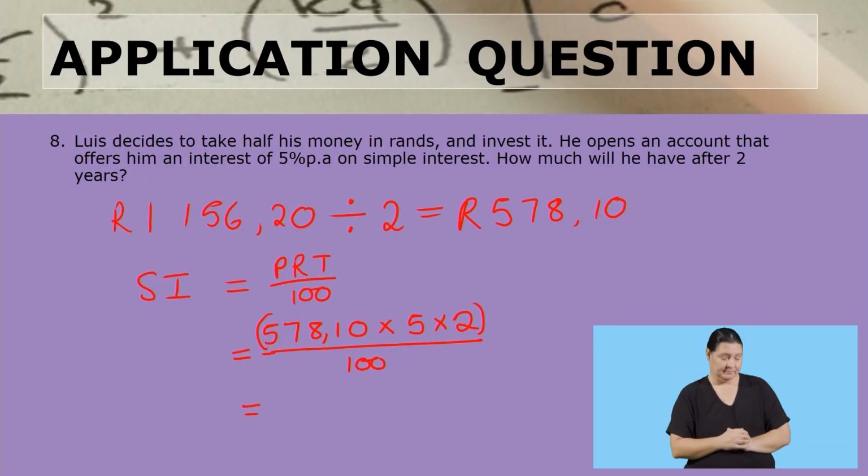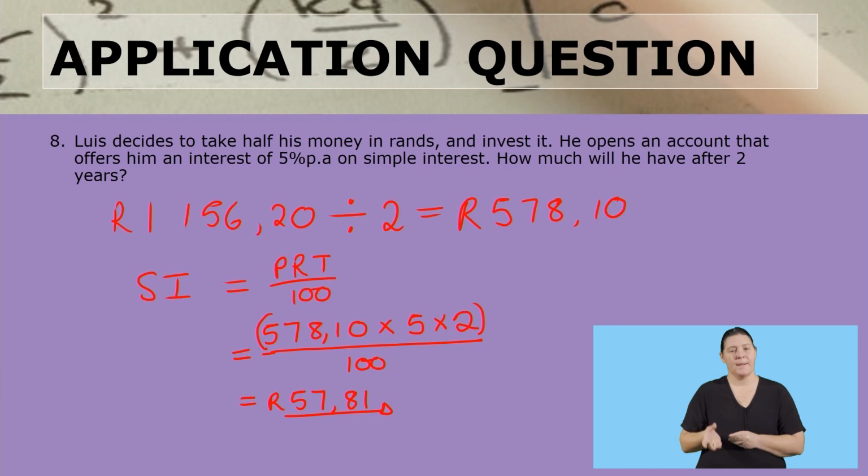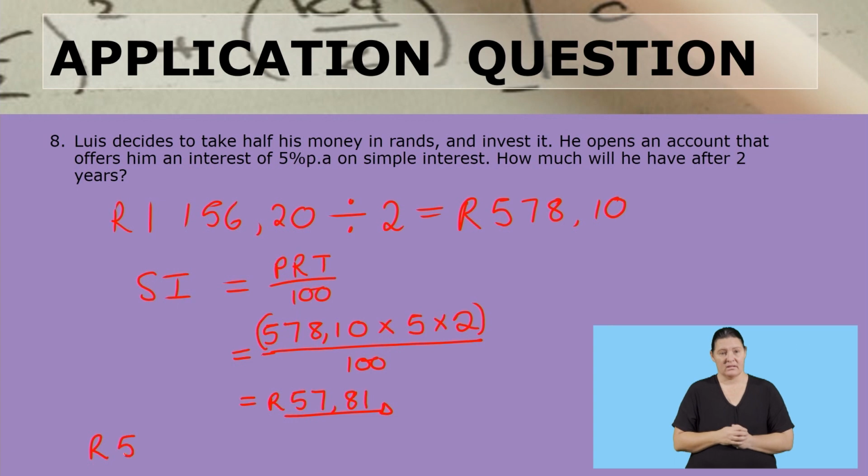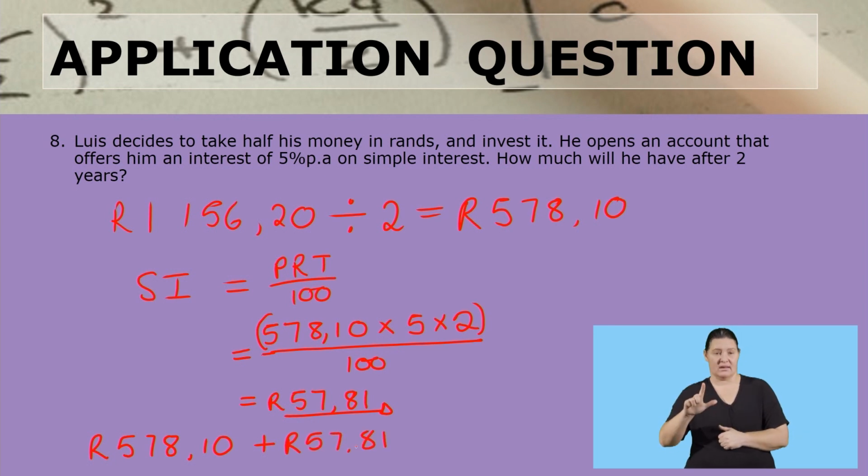The answer that I'm going to get here, if I punch this all in my calculator, is 57 rands and 81 cents. This is the interest that he is going to gain after 2 years. But how much in total does he have? We are going to take that 578 rands and 10 cents, and we are going to add the 57 rands and 81 cents. In total, Louis is going to have 635 rands and 91 cents in his bank account.